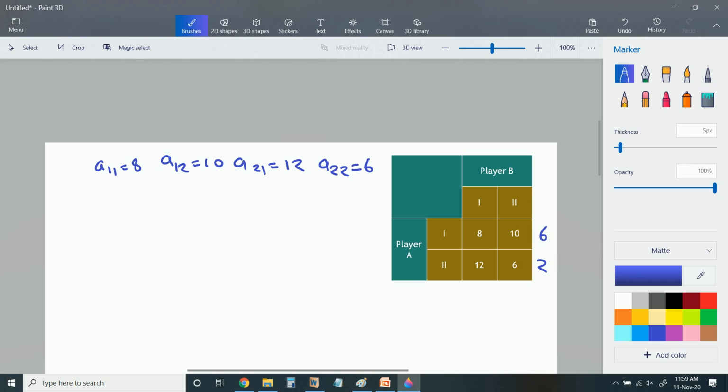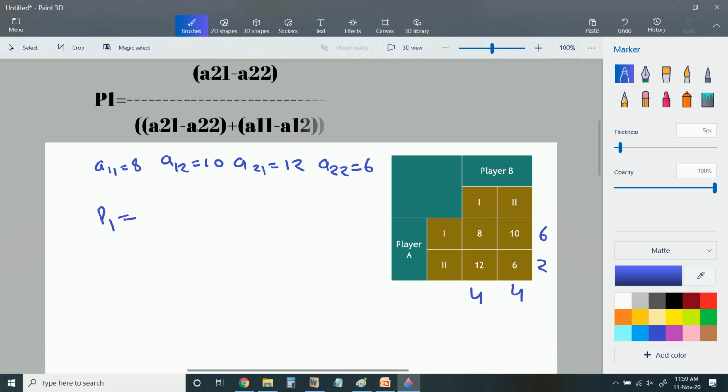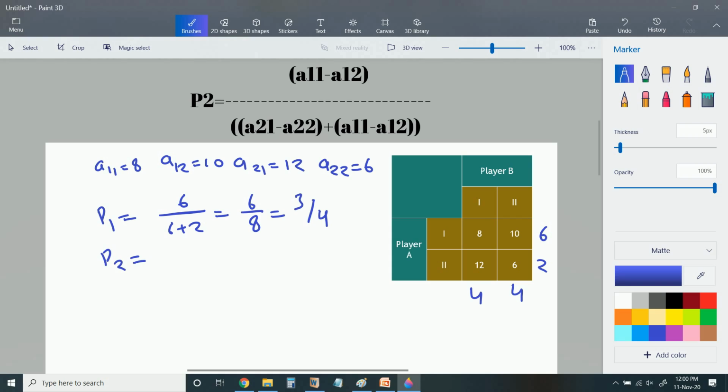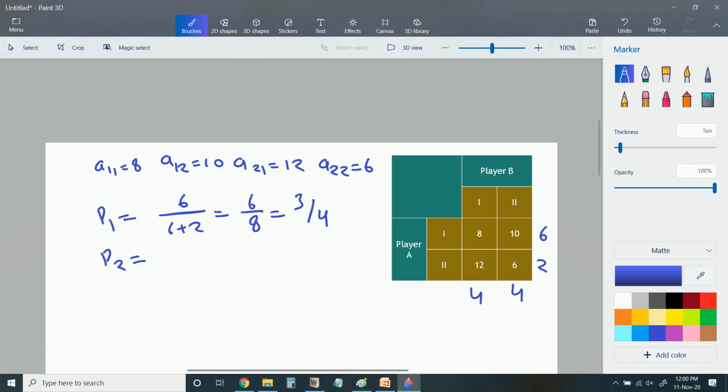Now for the columns, calculate the difference of these two and place it below the second column. So 8 minus 12 is minus 4, so we will place 4 here. For the second column, 10 minus 6 is 4 and we will place it here. So the probability of P1 is this divided by the sum of these two, 6 by 8. So this is 3 by 4. Now P2, the probability of the player to choose strategy 2. So 2 divided by 6 plus 2. This is 2 by 8. So this is 1 by 4.